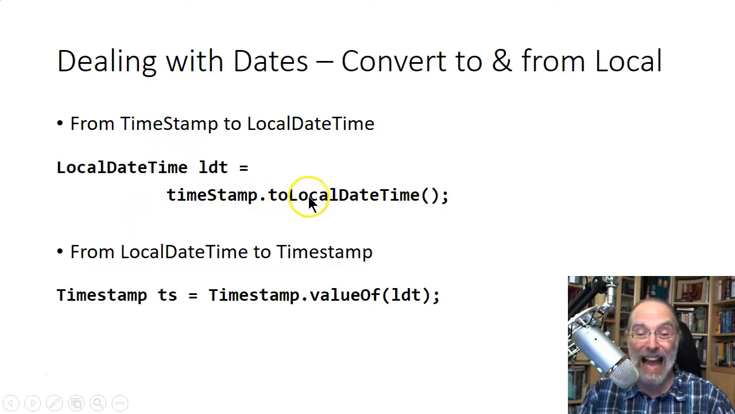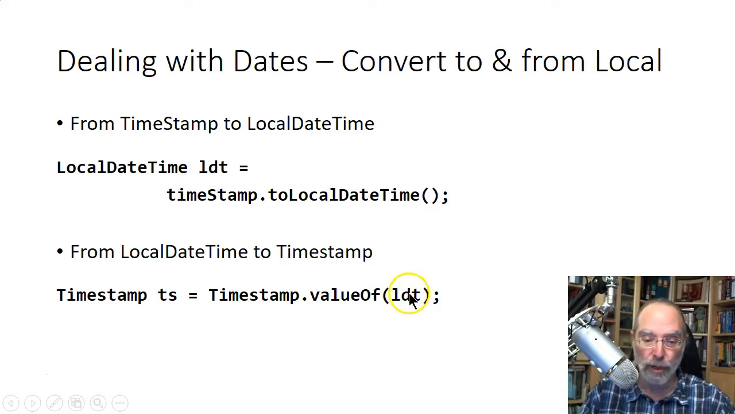Timestamp, for instance, has a method specifically to allow the conversion of whatever time you've stored in the timestamp and place it into a local date time object. In the other direction, it's also quite simple. We simply ask for the value of LDT, LDT being my local date time object. This valueOf is supplied with the appropriate information to allow the static method valueOf to create an object of type timestamp, and we assign it to our timestamp variable here on the left.